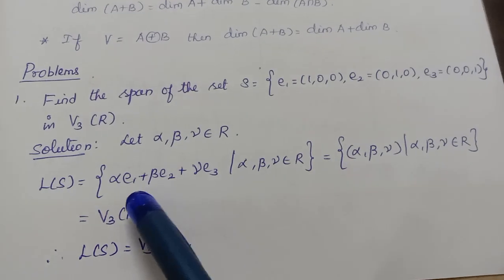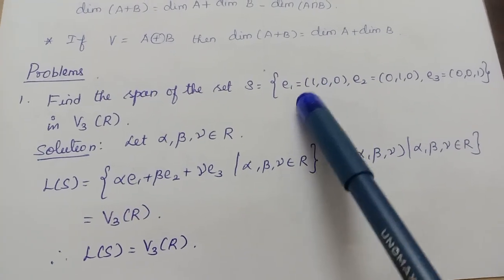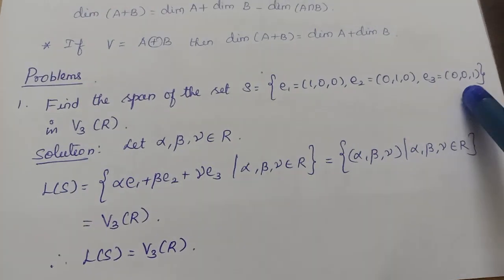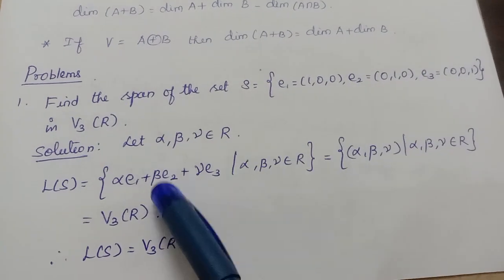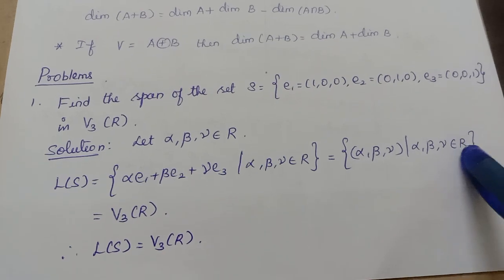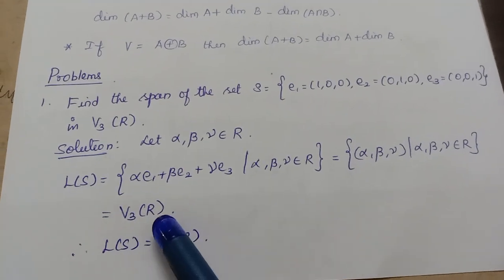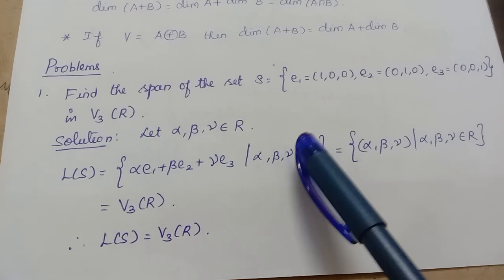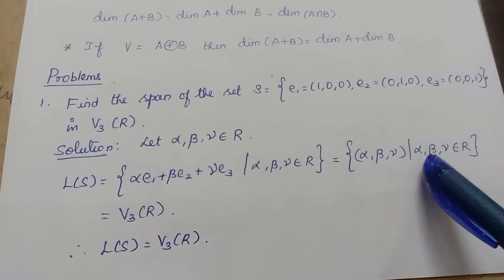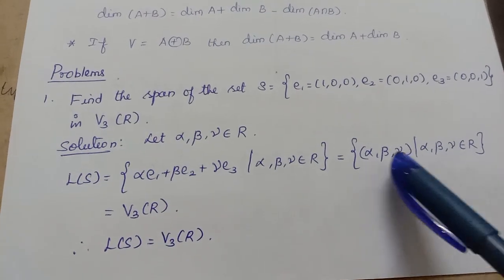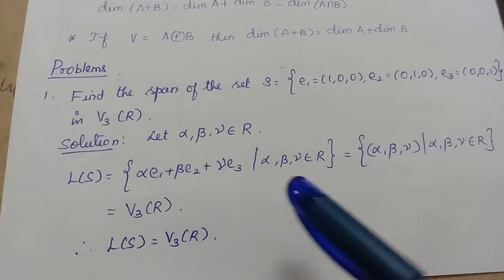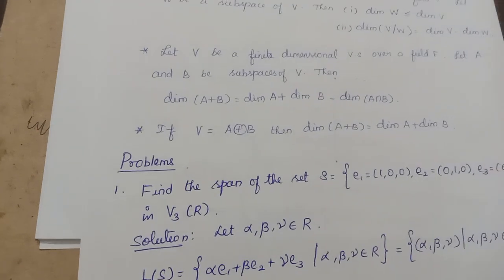Okay, right. Now here you see alpha into (1,0,0) means what? (alpha,0,0) plus beta into (0,1,0) means what? (0,beta,0) plus gamma into this one means what? (0,0,gamma). So if you add all these together, you will get what? (alpha, beta, gamma), where alpha, beta, gamma vary over real numbers. That means this is equal to V3 of R. So see, this plays an important role. Alpha, beta, gamma belong to R. That means whenever alpha, beta, gamma take different values in R, different elements are generated in L of S. Therefore, it will generate the entire V3 of R. Okay, right. Then next problem.